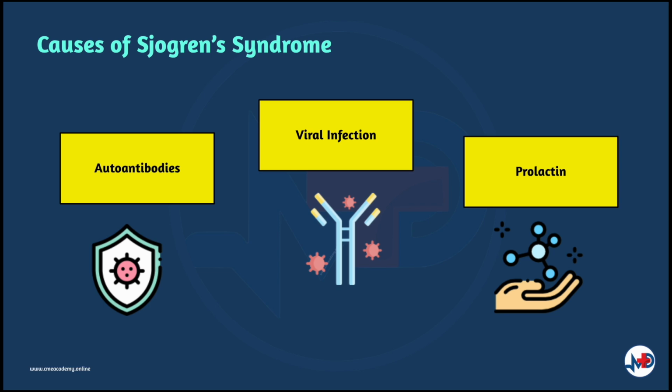Viruses such as cytomegalovirus, hepatitis C virus, Epstein-Barr virus, and human T-cell leukemia virus type 1 can cause autoantibody production through molecular mimicry.